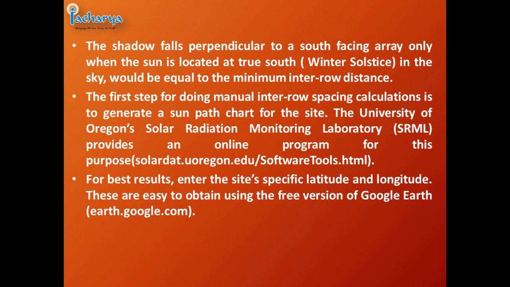The shadow falls perpendicular to a south-facing array only when the sun is located at true south in the sky during the winter solstice. The first step for doing manual inter-row spacing calculations is to generate a sun path chart for the project site. For this, we have to first find the site's specific latitude and longitude. These are easy to obtain using the free version of Google Earth software.